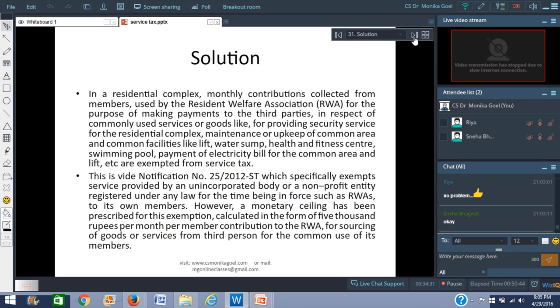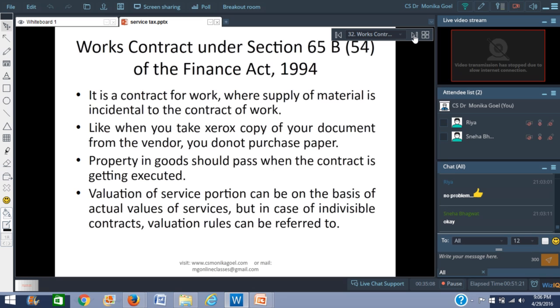which talks about the mega exemption as well, which specifically exempts services provided by an unincorporated body or a non-profit entity registered under any law for the time being in force, such as RWAs, to its own members. However, a monetary ceiling has been prescribed for this exemption, calculated as rupees 5,000 per month per member contribution to the RWA for sourcing goods or services from a third person for the common use of its members. So if the RWA is charging anything less than 5,000 rupees per month, no service tax. Any amount charged more than 5,000 rupees per month would be charged to service tax. So the point is clear? Is the point clear?